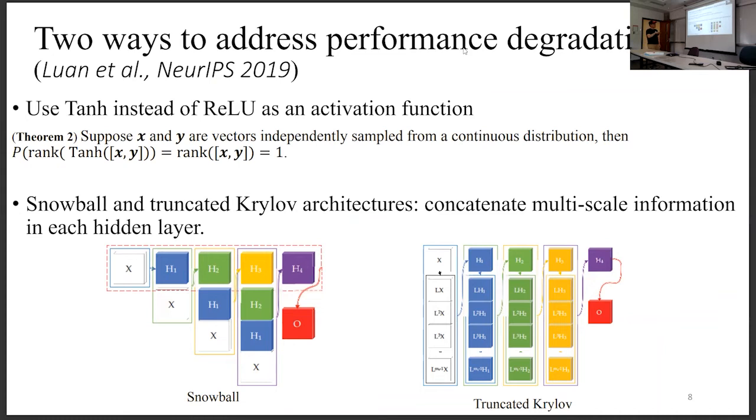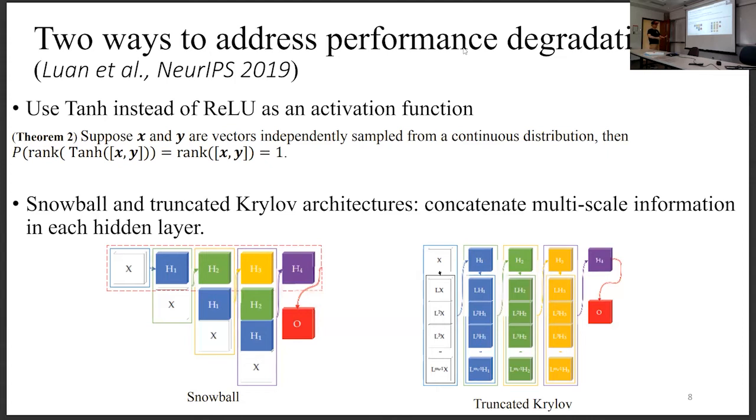Yes, because we give a theorem showing that after the component-wise hyperbolic tangent function of any two vectors independently drawn from a continuous distribution, the rank will be preserved with probability one. So the hyperbolic tangent function actually has a good property for preserving the rank of the output. But for the ReLU function, since we just truncate all the negative components, it is very probable that we get dependent vectors after the ReLU-like transformation. So this inspires us to use a different activation function in a deep graph network.